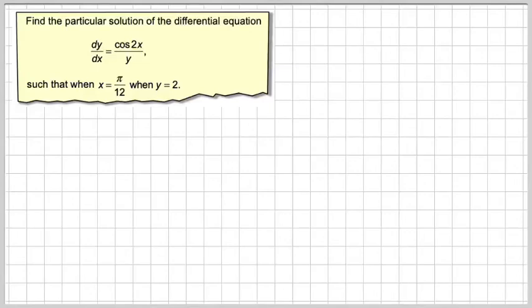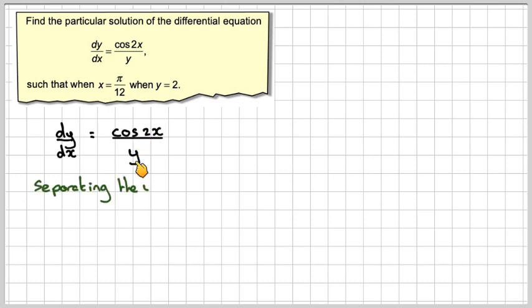We come to the second of my videos on solving differential equations by separating the variables. So we've got: find the particular solution of the differential equation dy by dx is equal to cos x over y, such that when x is pi over 12, y is 2. Okay, so writing down the differential equation, the first step would be to separate the variables because we've got an x and a y on both sides.